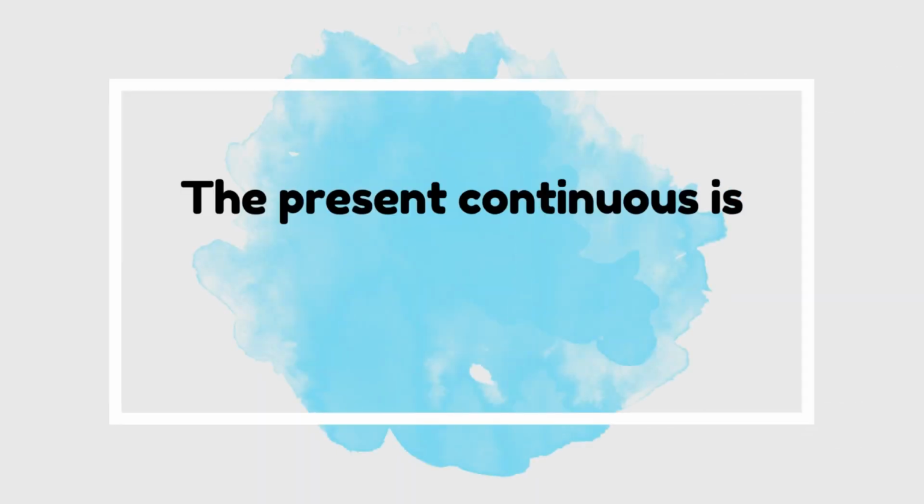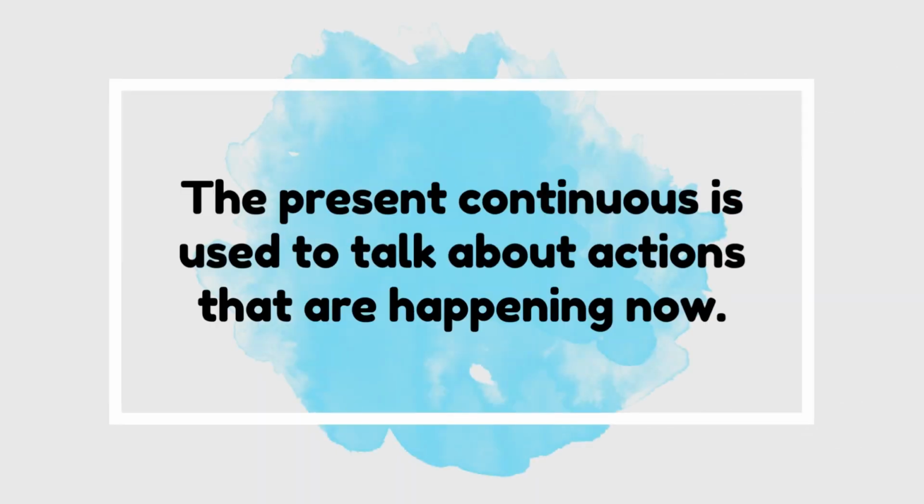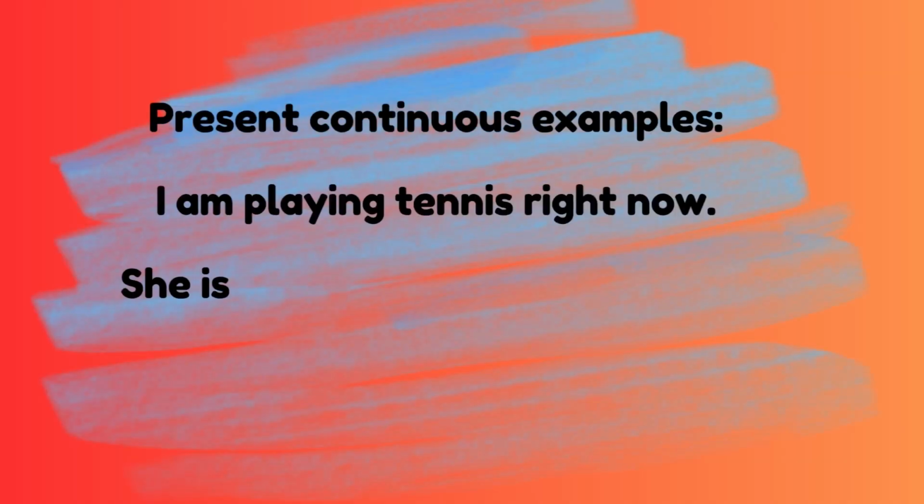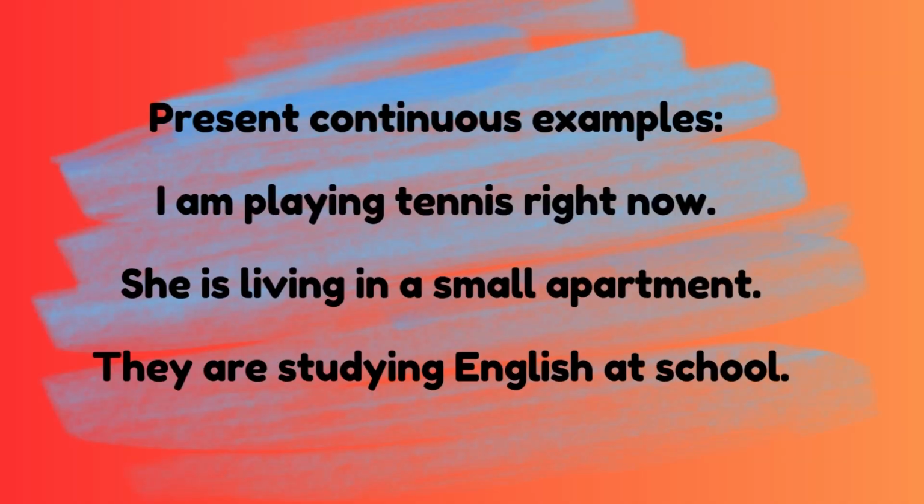The present continuous is used to talk about actions that are happening now. Present continuous examples: I am playing tennis right now. She is living in a small apartment. They are studying English at school.